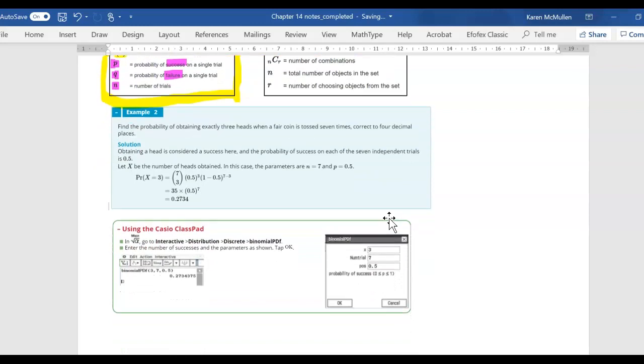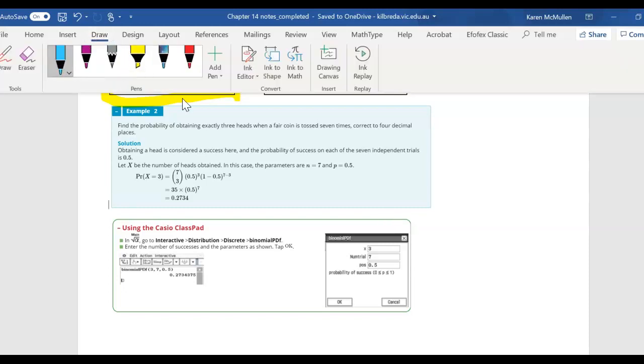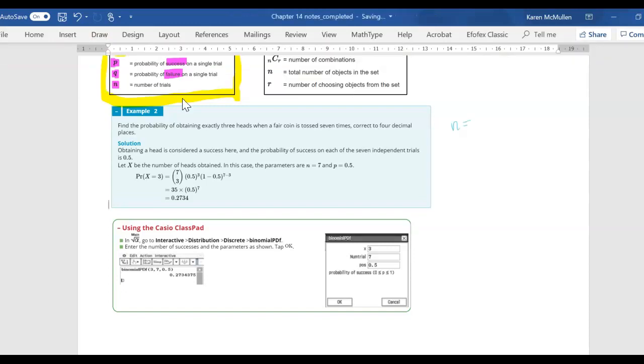So here we've got an example. Find the probability of obtaining exactly 3 heads when a fair coin is tossed 7 times, correct to 4 decimal places. So what you need to find, let me just get my pen, is the value of n, your value of x, and your value of p. All right, they're the 3 things you need.